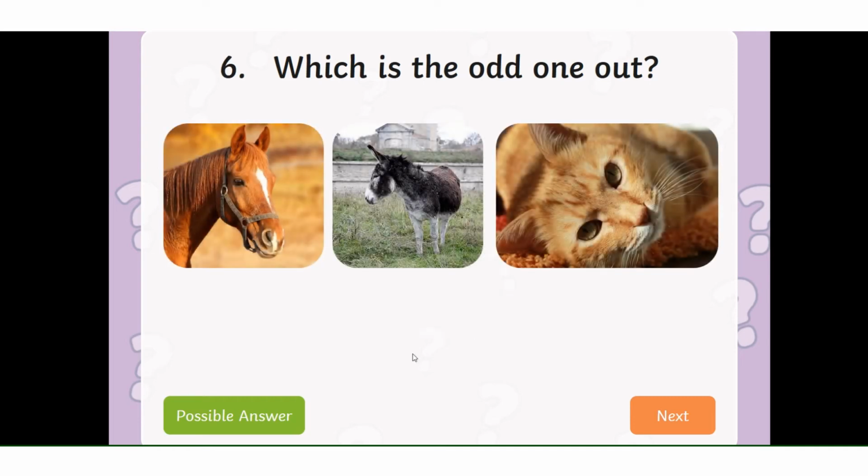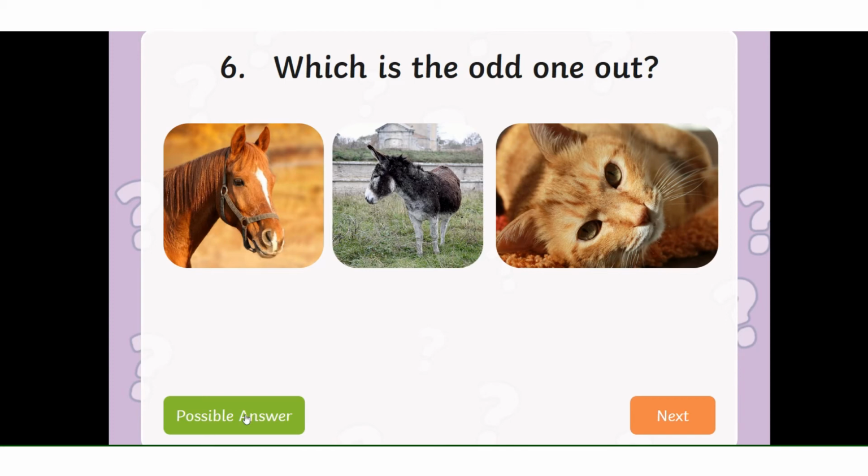Which is the odd one out? We've got a beautiful horse, a donkey, and a cat. All of those animals have got 4 legs, haven't they? So it can't be that. What do you think? Maybe it's because of what they eat. I know a horse and a donkey eat grass and oats. I know a cat likes to eat meat. Maybe it's the carnivore that's the odd one out.